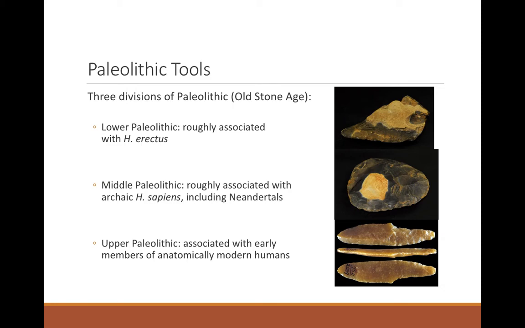Once we start throwing spears, we have to be able to figure out trajectories. We have to figure out arc. We have to figure out mass and force and acceleration. We have to do a lot more complex mental calculations. So there's an increase in how we use our brains, even though there's not an increase in the size of our brains.